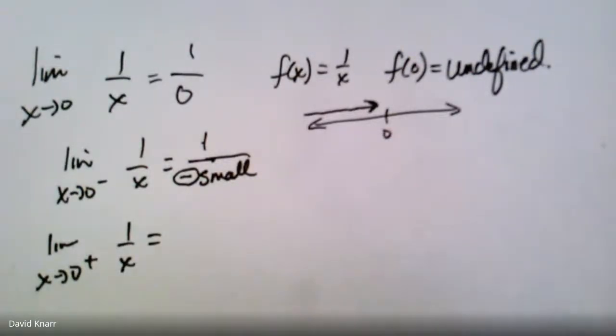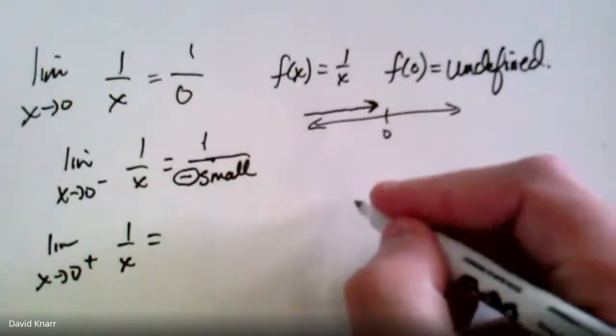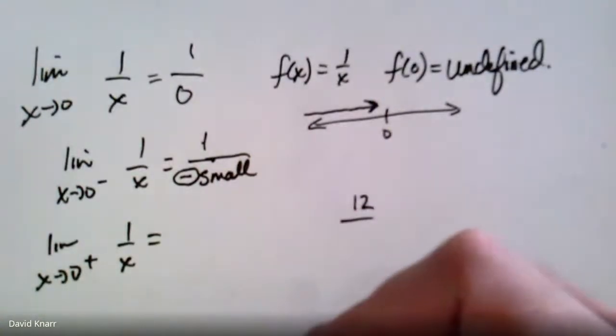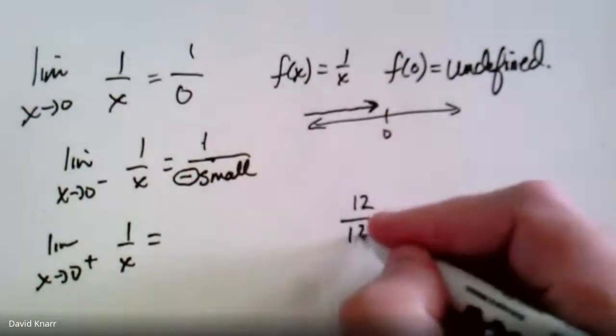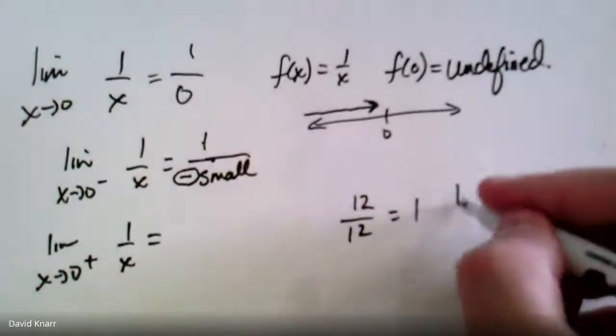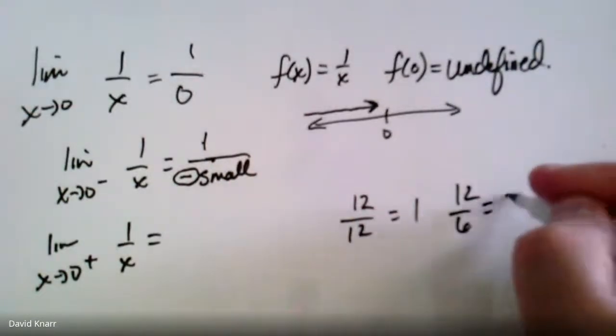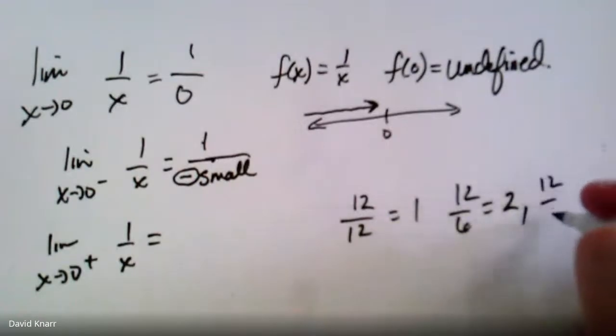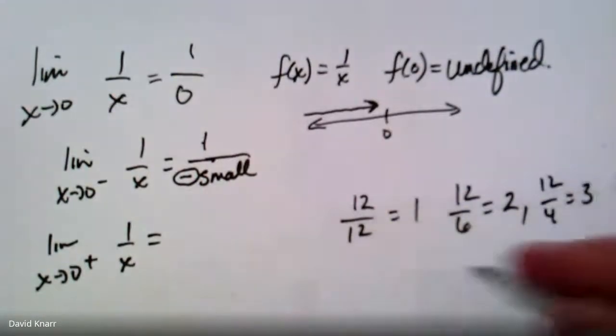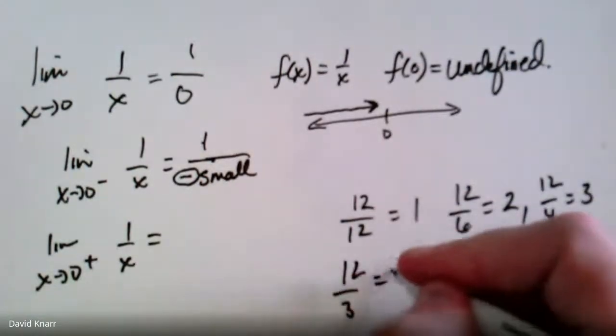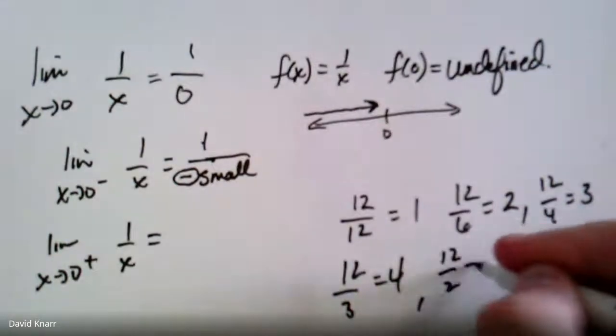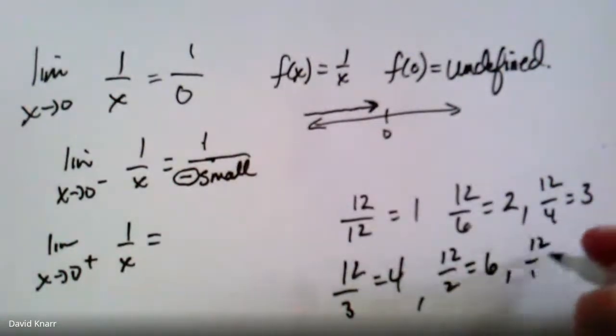So let's come over here for a second, just as an aside, and we'll talk about what that means. Let's take a number such as 12. There's a constant. And now I want to take 12 and divide by 12. You'd get 1. If I take 12 and divide by 6, you'd get 2. If I take 12 and divide by 4, you'd get 3. 12 over 3 is 4. 12 over 2 is 6. 12 over 1 is 12.